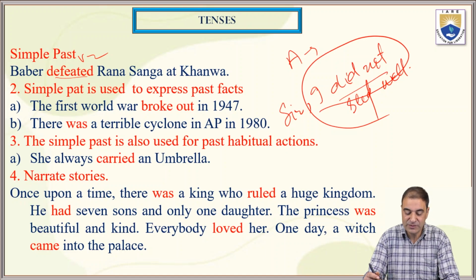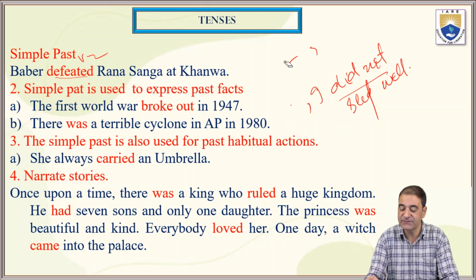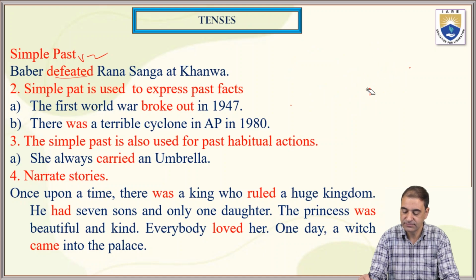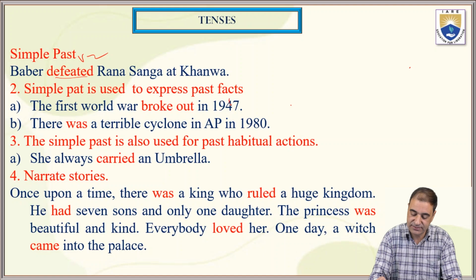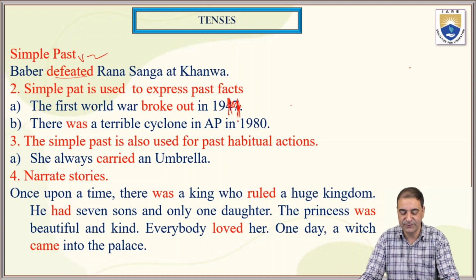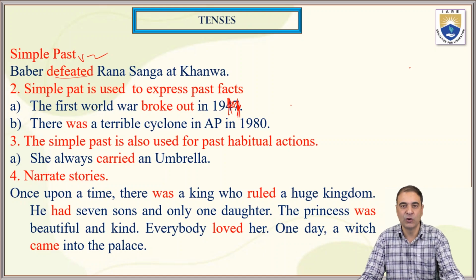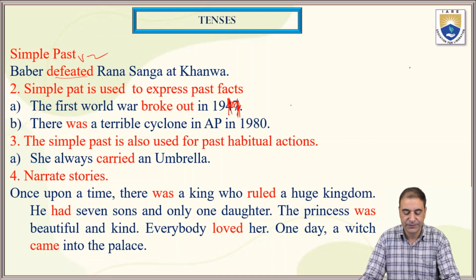And the next one, we use this simple past tense to express past facts. We use the simple past to express past facts, like "The First World War broke out in 1947." Sorry, it's 1914. Or for that matter, "India got independence in 1947," or "There was a terrible cyclone in Andhra Pradesh in 1980." That's a historical fact. Okay, we use this simple past to express past facts.